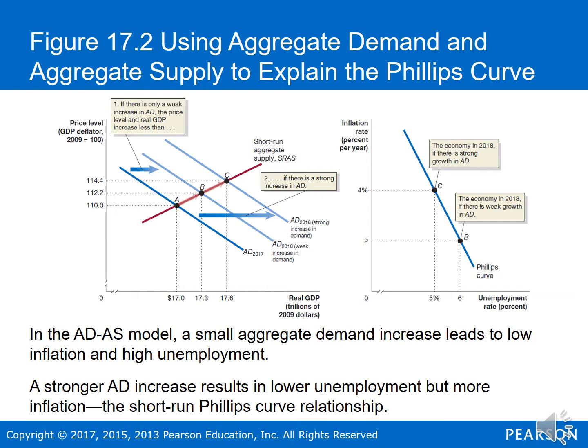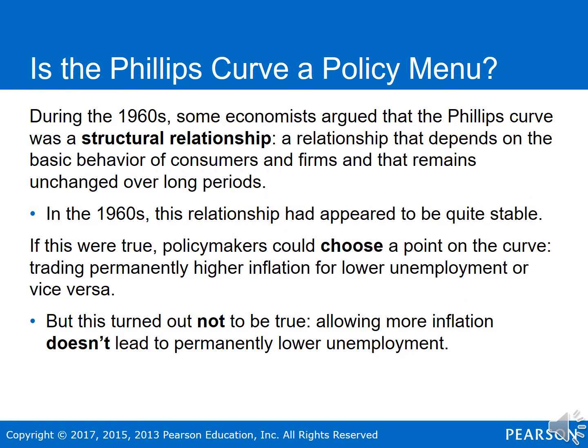So our theory, working with the aggregate supply, aggregate demand model, is borne out by the Phillips curve, which is plotting the actual inflation rate and unemployment rates. During the 1960s, after the Phillips curve became widely accepted by economists, some thought of it as a policy menu where you could look at the entire Phillips curve and choose a point on there where you could balance out the inflation rate and the unemployment rate. That's because they thought the Phillips curve was a structural relationship. So the basic behaviors of consumers and firms would remain unchanged over a long period of time.